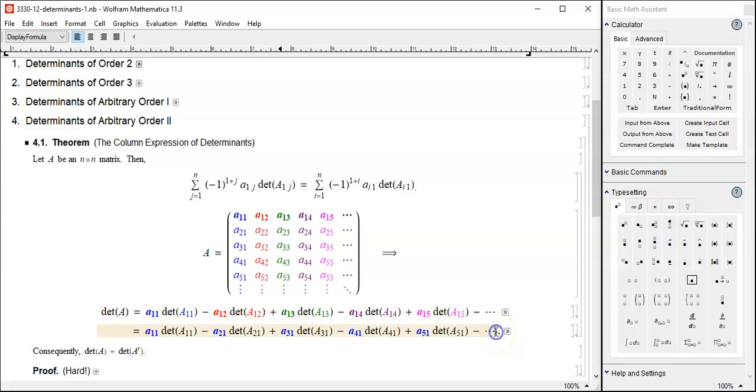Now what we're going to prove is that's equivalent to the second expression, which is the expression about the column. A11, A21, A31, A41, as color-coded in blue, with plus minus alternating signs, and then the deleted matrices A11, A21, A31, and so on.